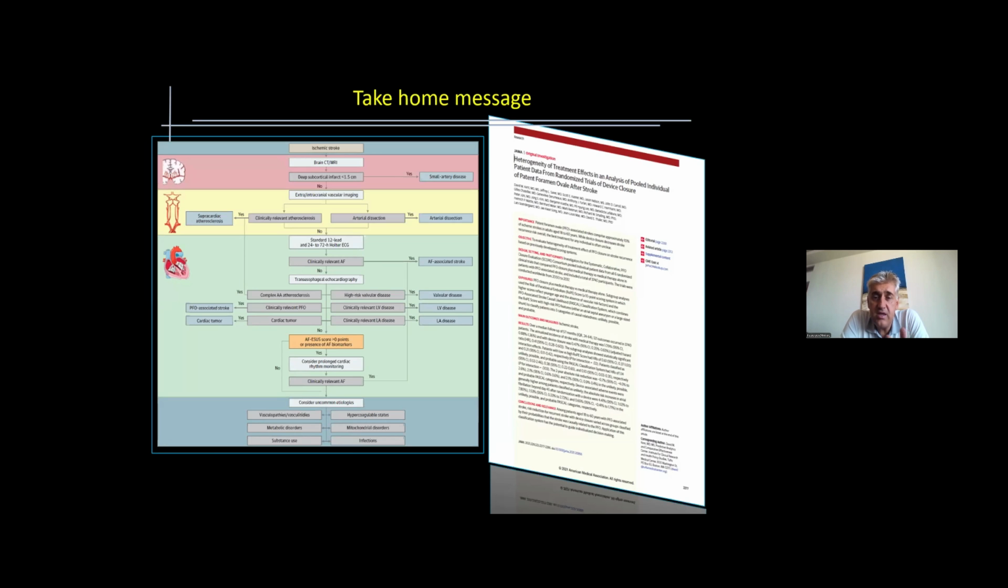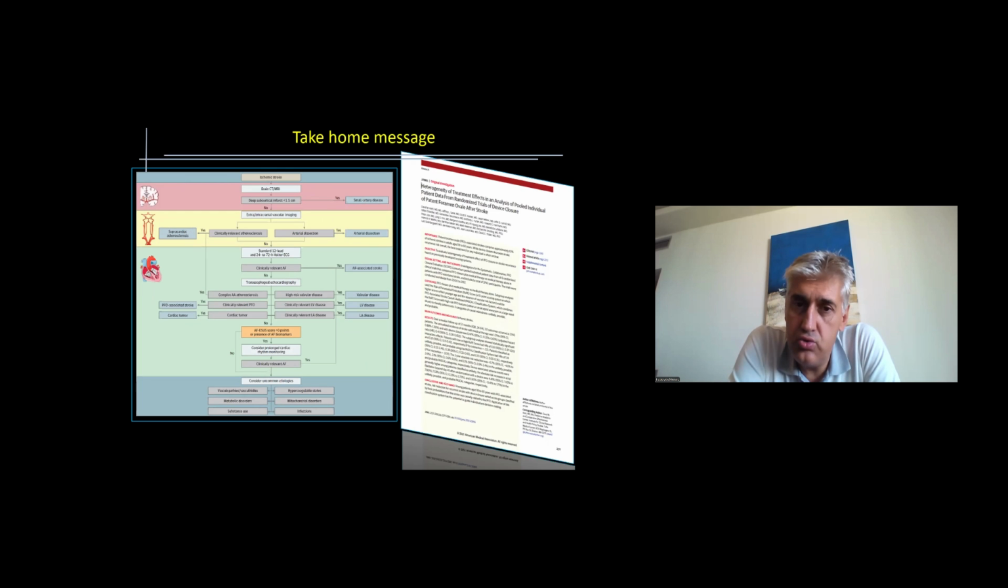So for the moment, and that's the take-home message, if you have a patient who has a PFO that looks causally associated with a stroke, and your patient is younger than 60, then do suggest PFO closure. If your patient is more than 60 years of age, then hold yourself and do not recommend PFO closure for the moment.